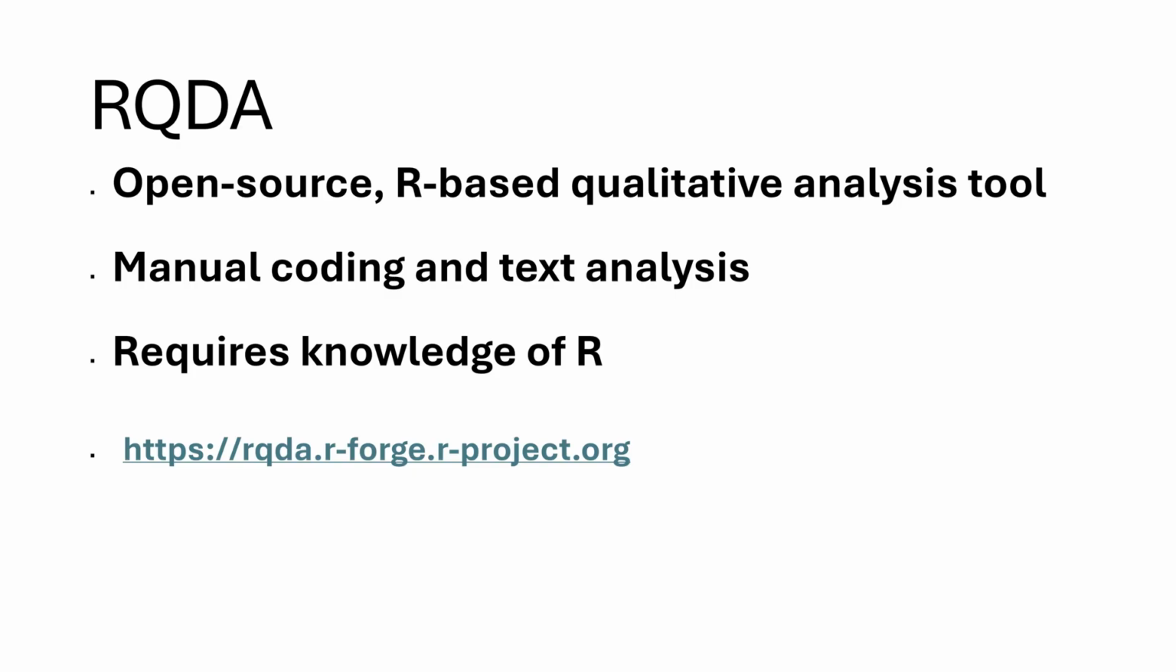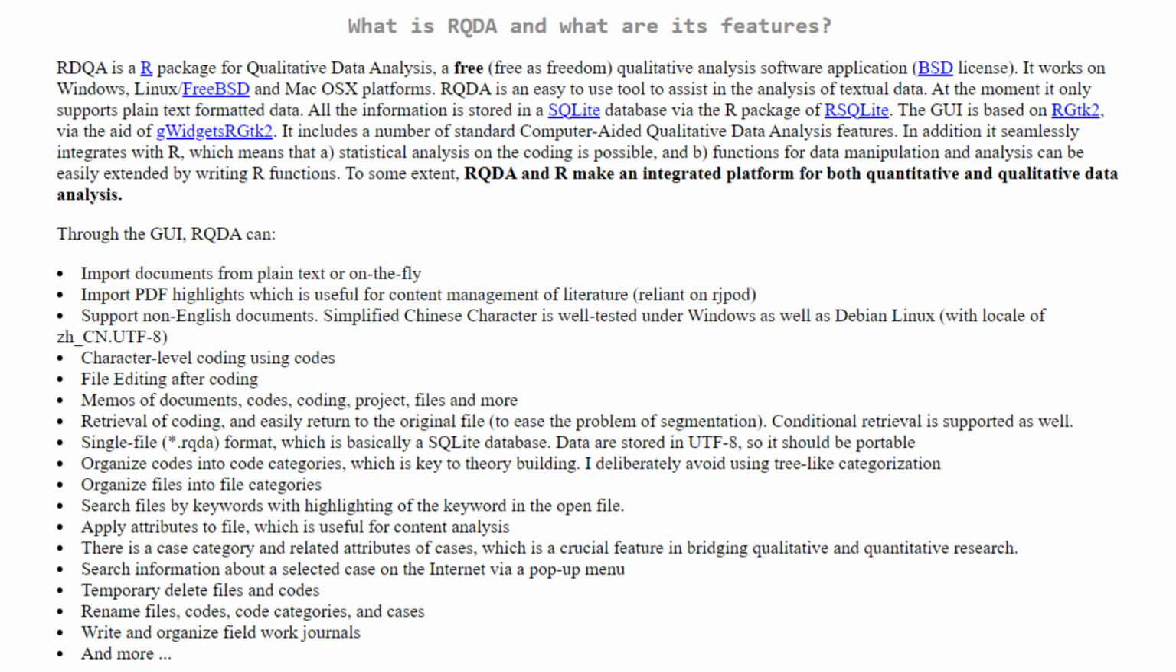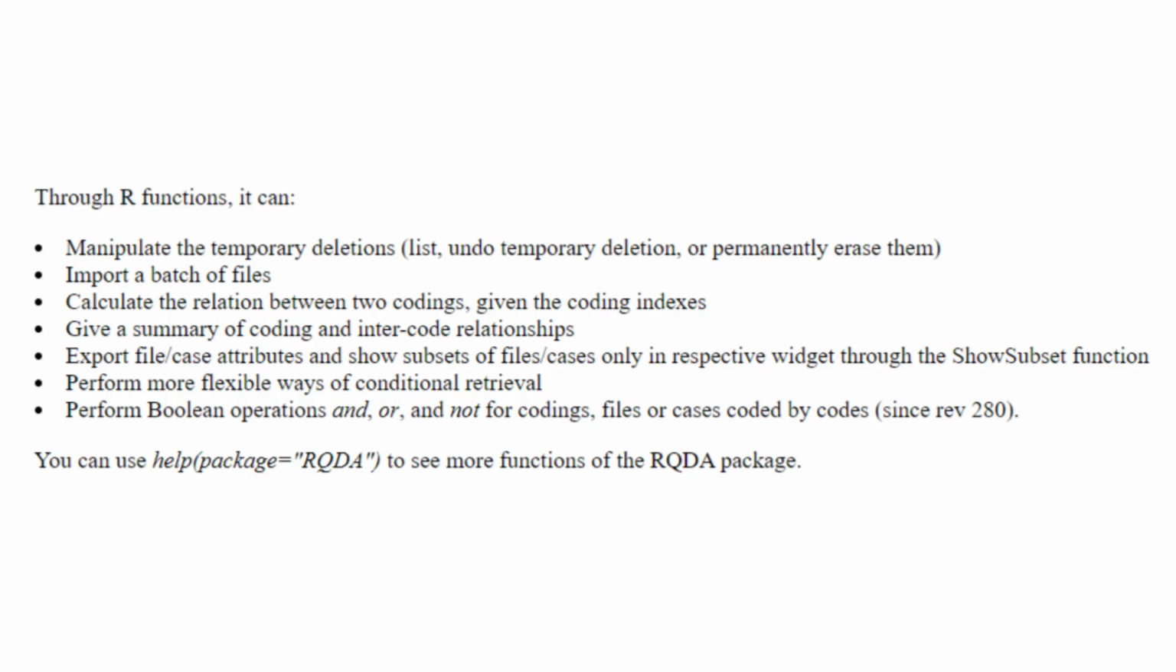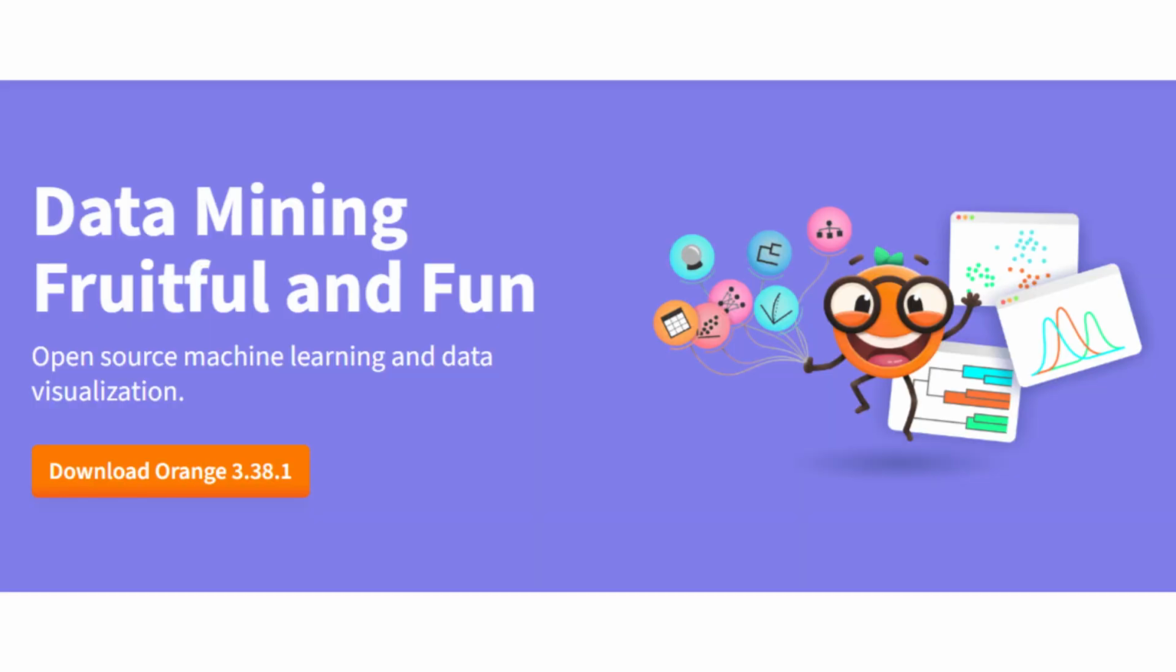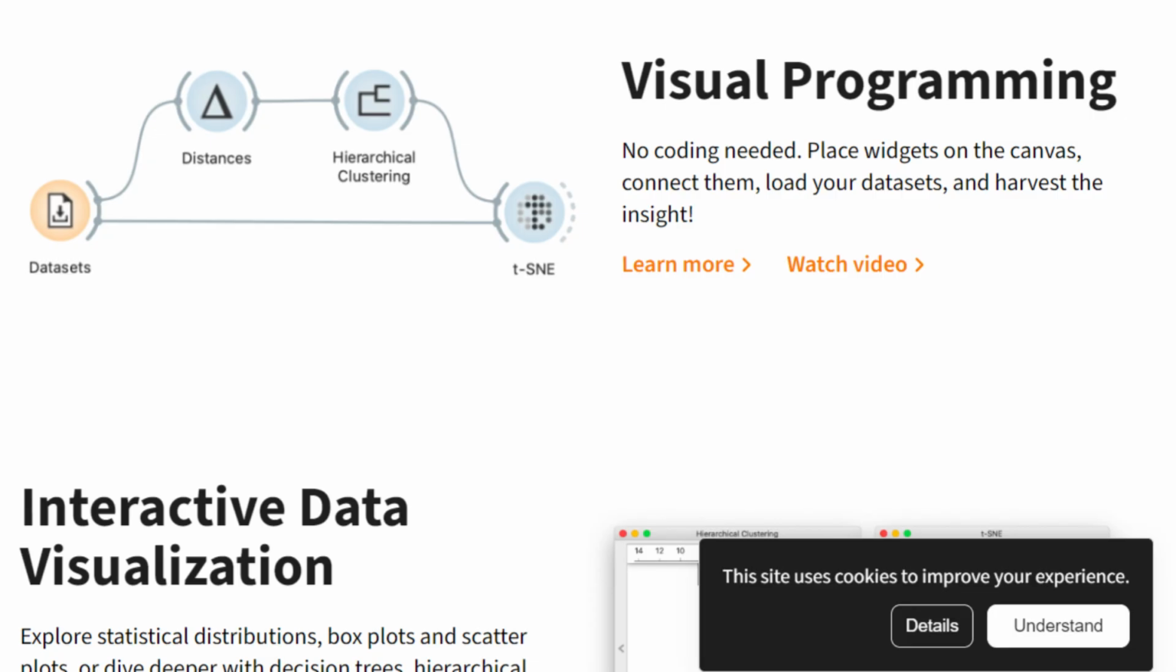RQDA is an open-source R package designed for computer-assisted qualitative data analysis. It facilitates the organization and analysis of textual data within the R statistical environment. Orange is an open-source data visualization and analysis tool that combines machine learning and data mining functionalities within a user-friendly visual programming interface. Developed in Python, Orange is compatible with Windows, macOS, and Linux platforms.